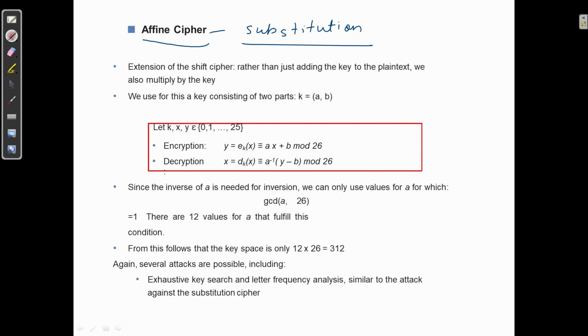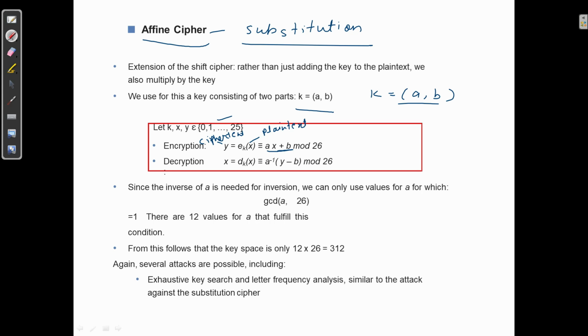In the affine cipher, rather than just adding the key to the plain text, we also multiply by the key. So the key is in two parts, for example key k is equal to (a, b). Both a and b are numbers which belong to 0 to 25. The encryption algorithm says e_k(x), where x is the plain text, produces the cipher text which is y. So x is the plain text and the cipher text is y. So e_k(x) is equal to (ax + b) mod 26, where a and b are part of the key.